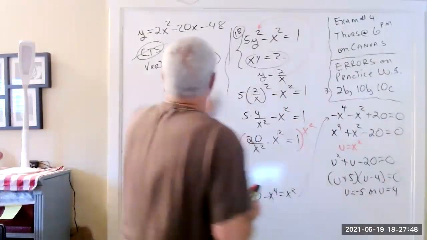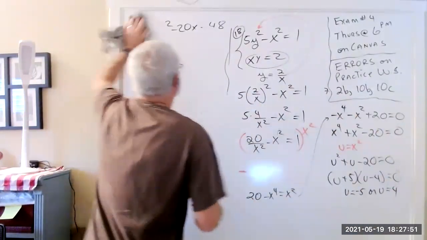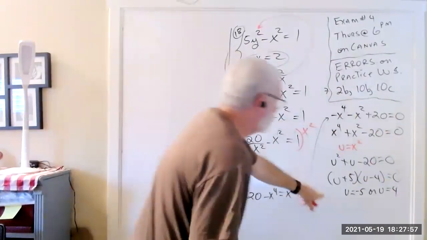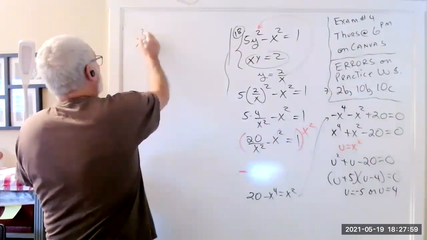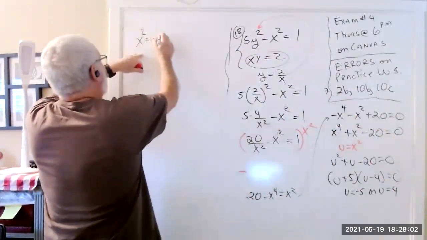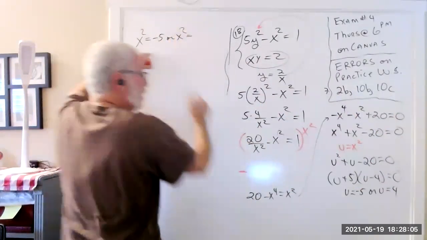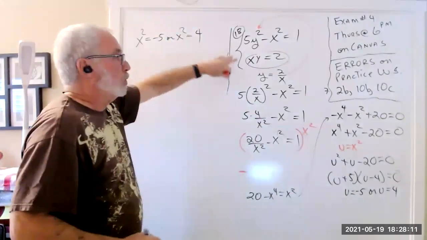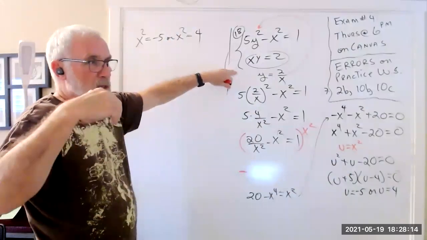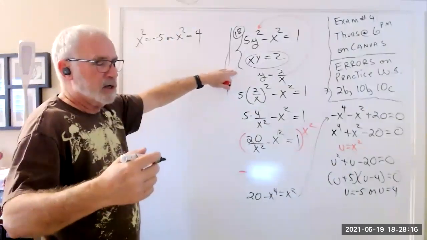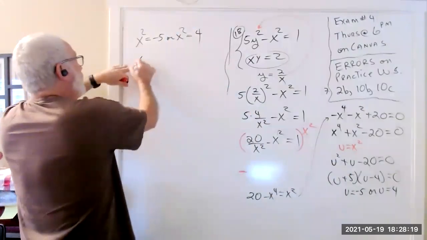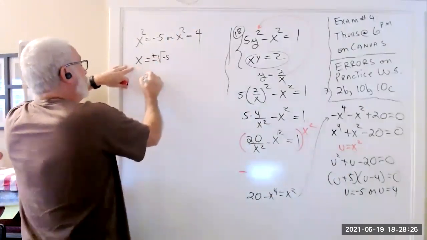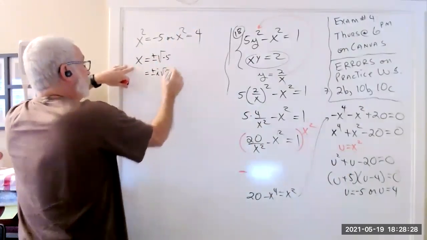Okay. Coming back over to here. But u was worth x squared. So we have x squared equals -5 or x squared equals 4. We're solving the system. We're going to reject the imaginary. This will be x equals plus or minus the square root of -5, which will be plus or minus i radical 5.